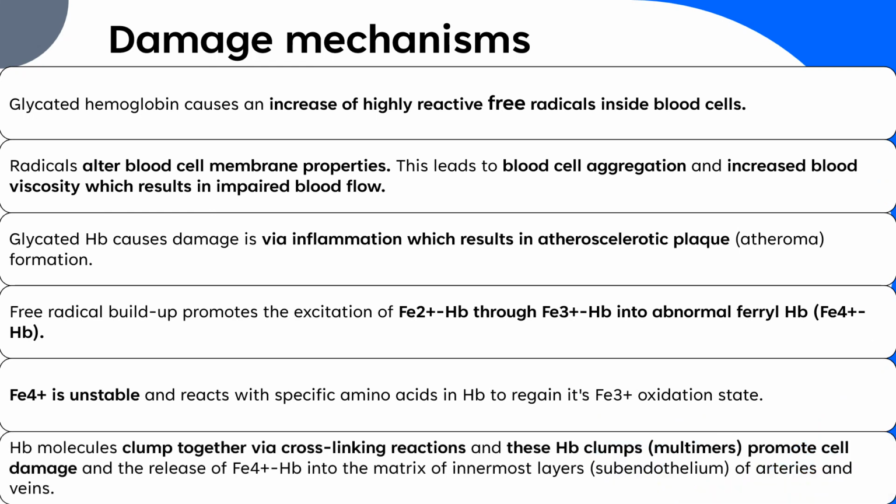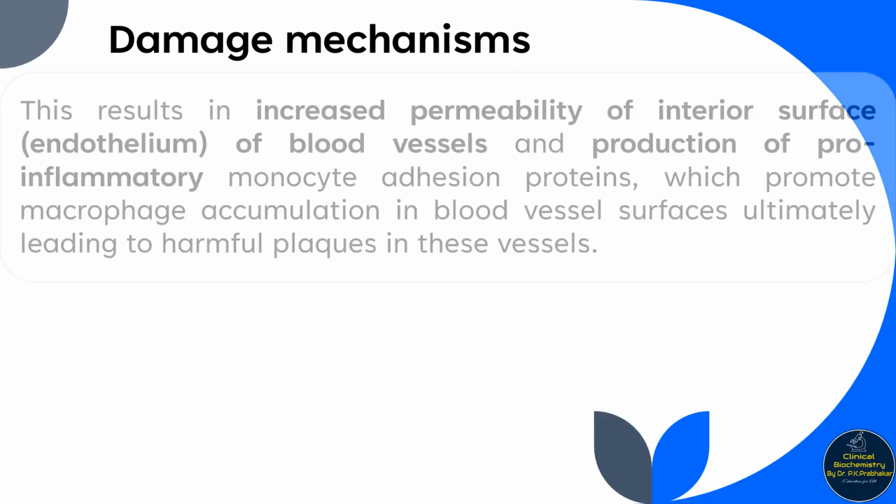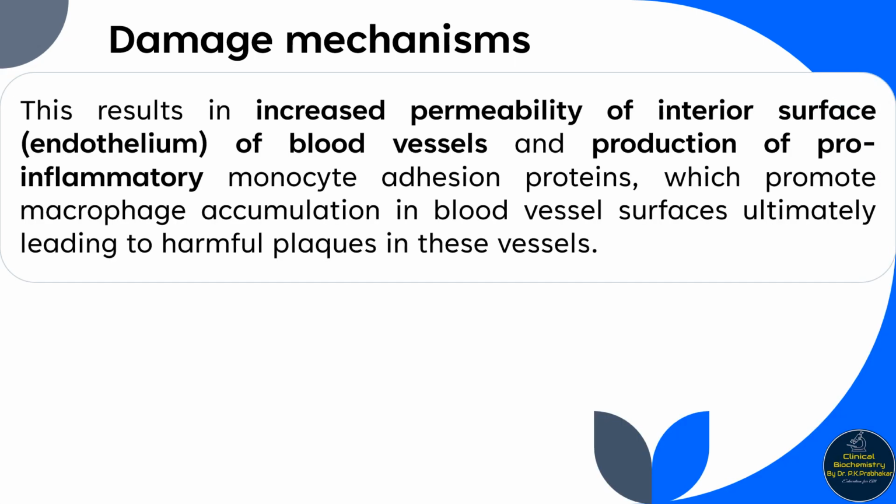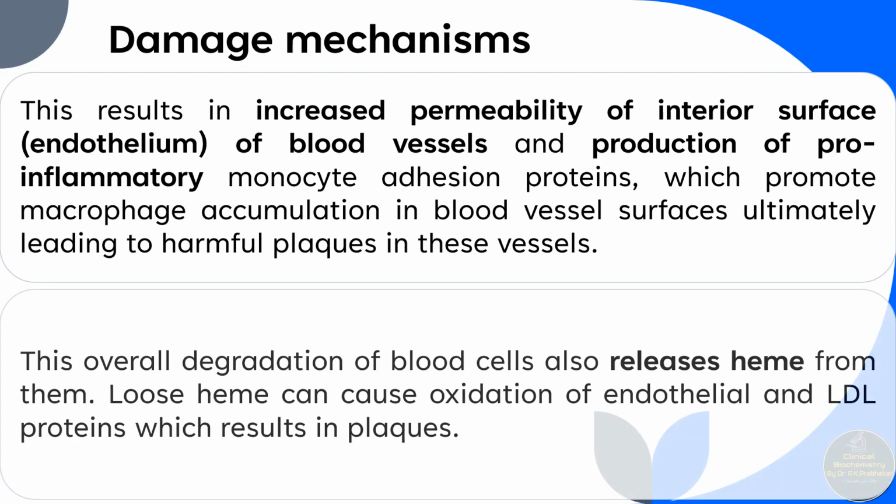Hb molecules clump together via a cross-linking reaction, and these Hb clumps, that is multimeric forms of Hb, promote cell damage and the release of Fe4+ into the matrix of the innermost layer, that is the subendothelium of atherosclerotic arteries and veins. This results in increased permeability of the interior surface, that is the endothelium of the blood vessels, and the production of pro-inflammatory monocyte adhesion proteins, which promote more macrophage accumulation on the blood vessel surface, ultimately leading to harmful plaque formation in the blood vessels.